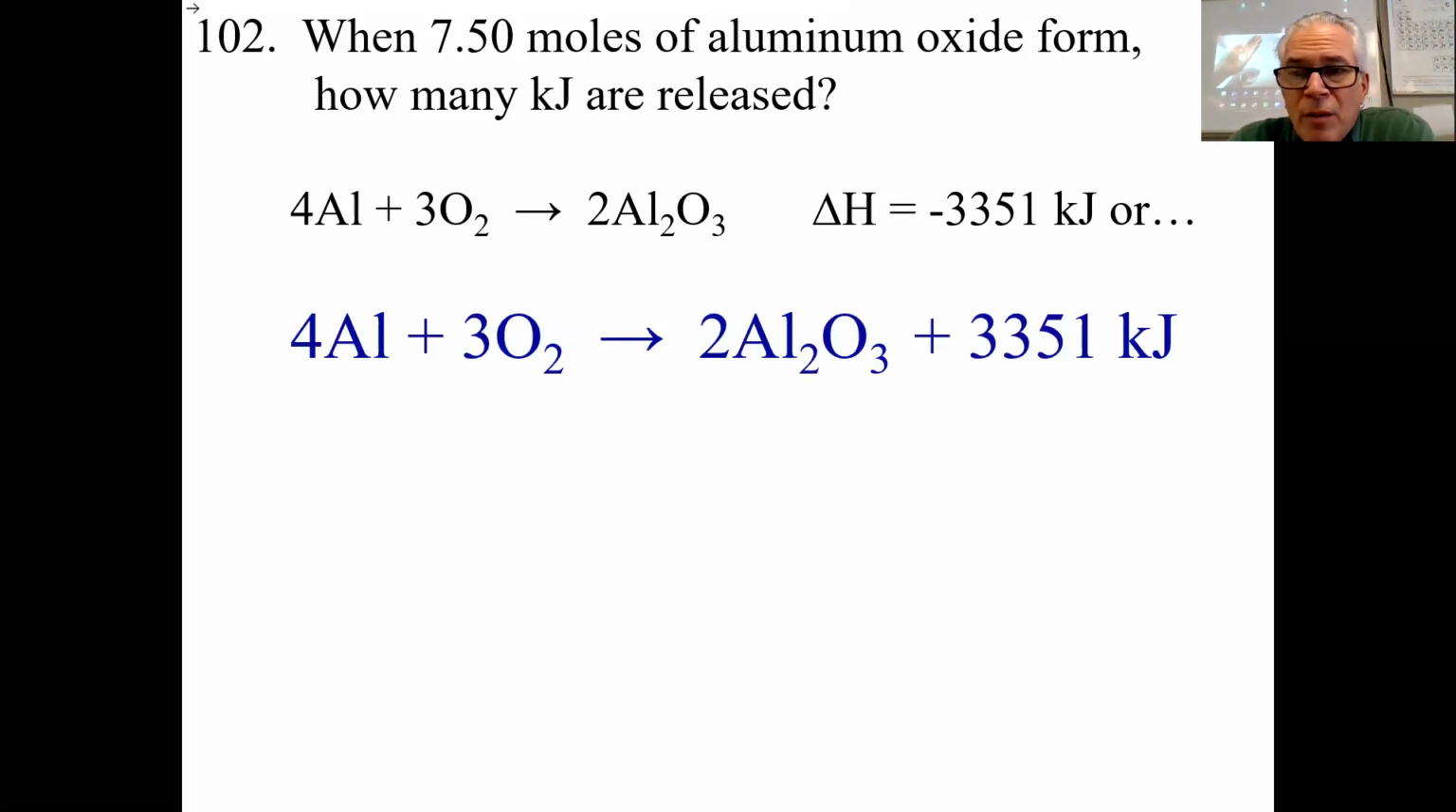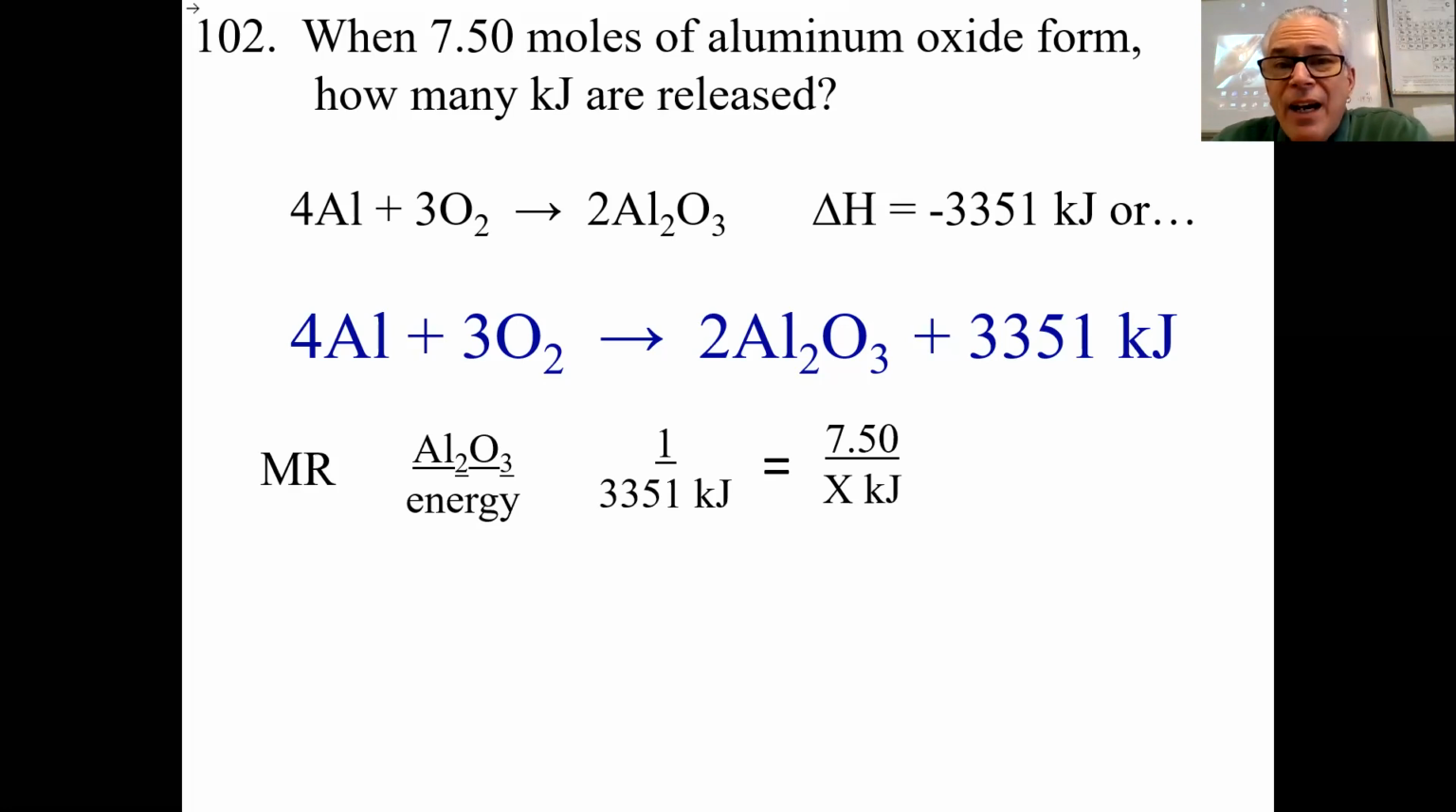4 moles of aluminum and 3 moles of oxygen still make 2 moles of aluminum oxide, but energy is a product. Negative delta H means that energy is a product. So what are the products? Well, one of the products is aluminum oxide. Another product is a lot of heat. The heat, because it's exothermic, is a product. So the mole ratio here would be 4 to 3 to 2 to 3,351.